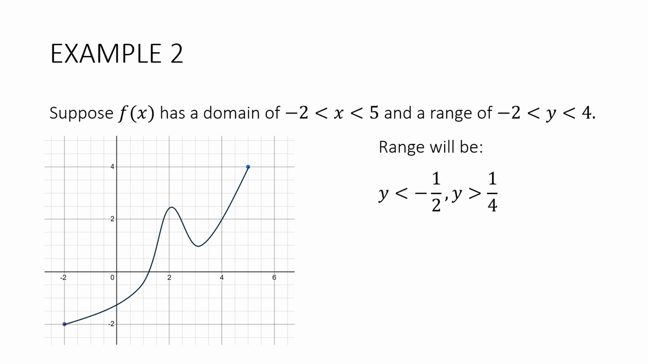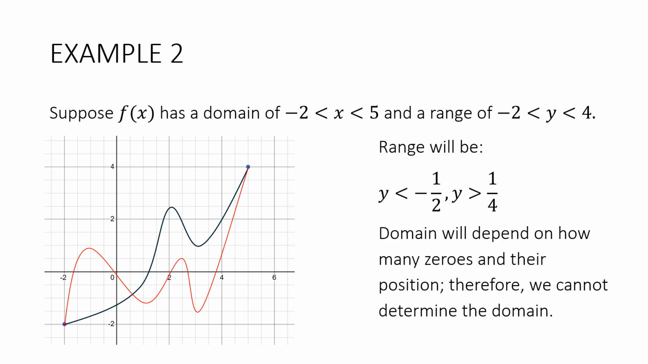Now when we're talking about domain, it's because of these zeros that we can't actually determine the domain. This is going to cause a vertical asymptote, therefore it won't be included in the domain, so we need to know where it is. Furthermore, I could have drawn the graph like this. This one has 5 zeros. It's still in this domain and range, but those 5 zeros would cause 5 vertical asymptotes, 5 x values, which we need to exclude from the domain. So, domain will depend on how many zeros and their position. Therefore, we cannot determine the domain.